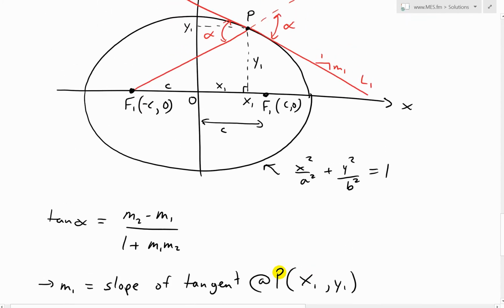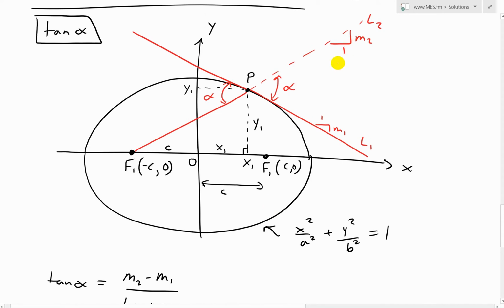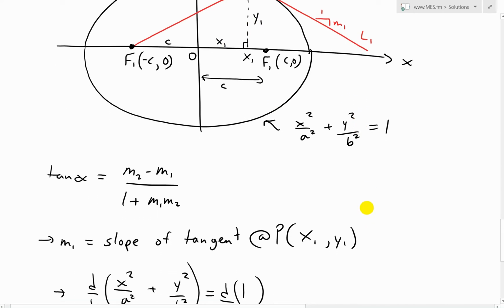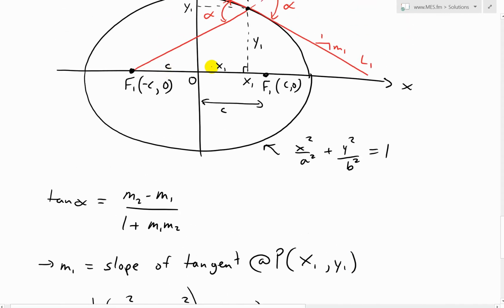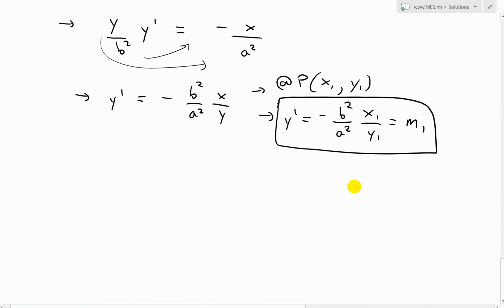So now what we have to do is solve for m2. That's just going to be the rise over run. We already have a triangle there, y1 over c plus x1. So, let's put it here, m2. m1 we already solved. m2 equals rise over run, which equals y1 over, now we have, x1 plus c. Yeah, so this is our value.